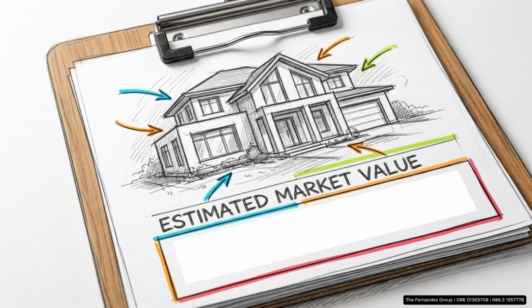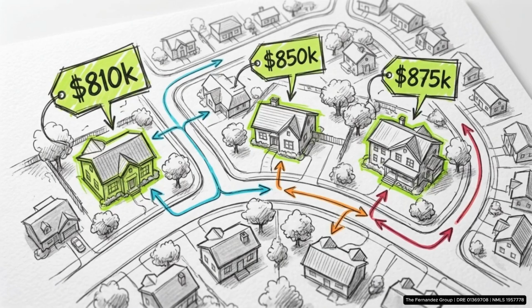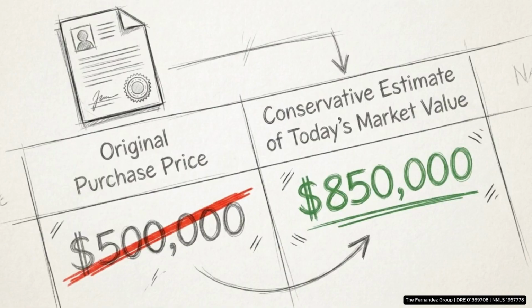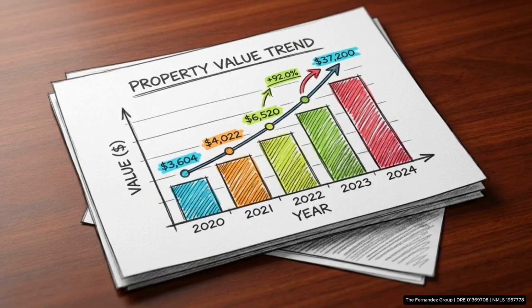Step 1 is determining the current market value of your property. You can find this by reviewing recent comparable sales in your neighborhood or analyzing local appreciation trends from the last 12 months. Many investors calculate their net worth based on what they originally paid for a property. For this review, strike out that original purchase price and replace it with a conservative estimate of today's market value. Because of market appreciation and monthly principal paydown, the actual equity available is often significantly higher than most owners realize.